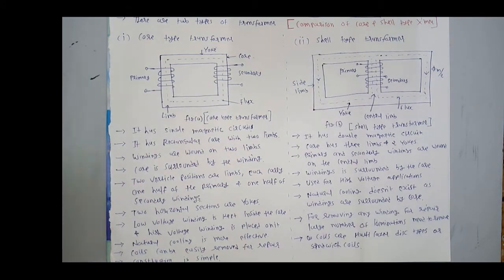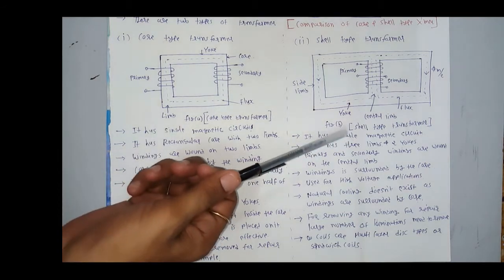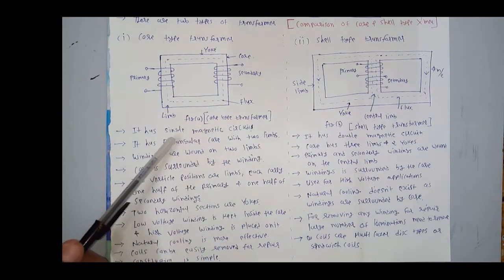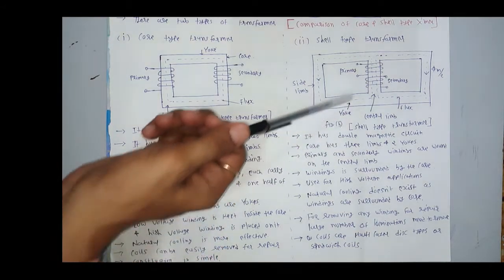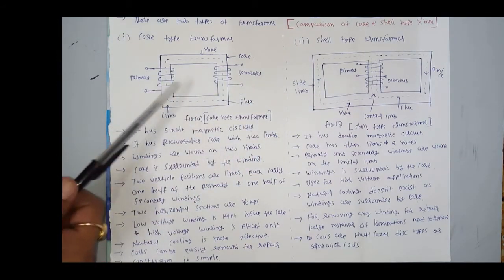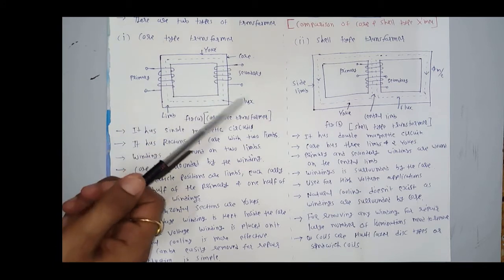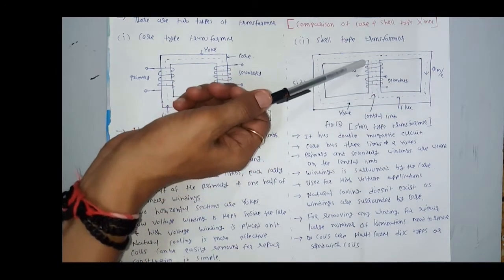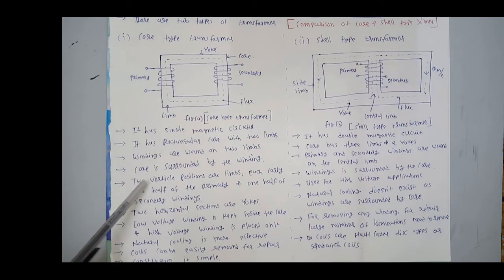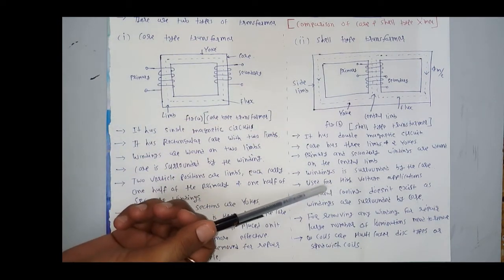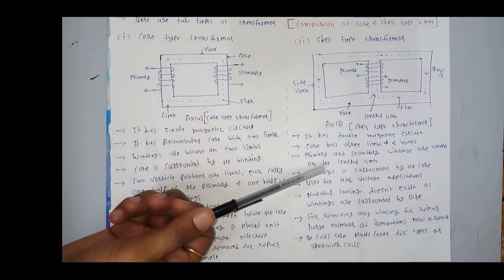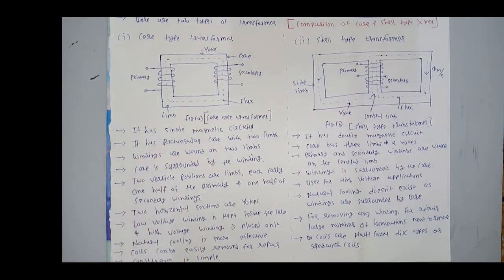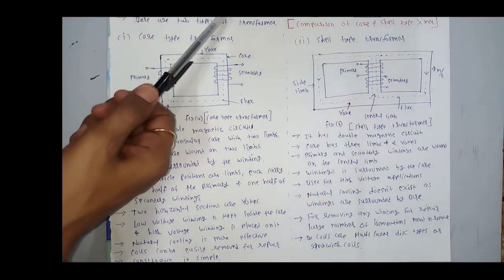Again I repeat: it has single magnetic circuit, it has double magnetic circuit; it has two limbs, it has three limbs. Here central limbs are present. Here primary winding and secondary winding are on different limbs, but here primary and secondary winding are on the central limb. Here we can easily remove the windings. We cannot easily remove the windings from the core. Natural cooling is present. Natural cooling is not present.